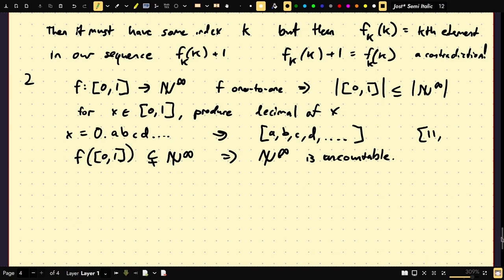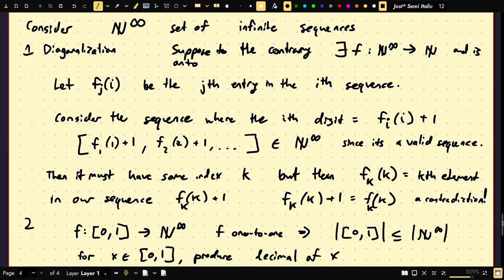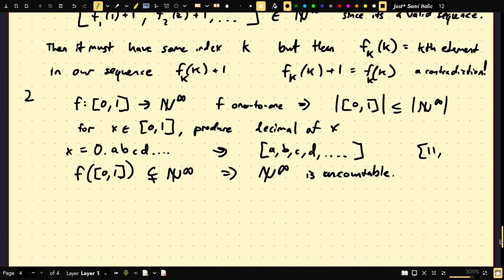But this is just two techniques you can use. If I say prove something is uncountable, you should look to diagonalization first. If I say prove something is countable, you should look to any of the possible techniques that I've given you.